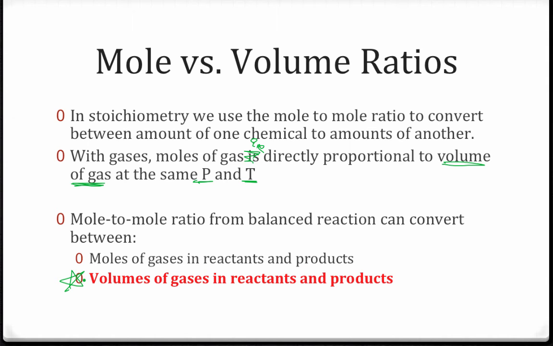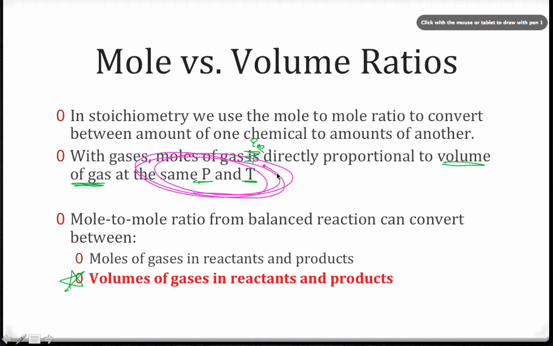If you're given volume data in your problem, you can use that volume data to convert directly. The only catch, and this is the key part here, is that this is only true when you have the same pressure and temperature. The pressure and temperature before the reaction and after the reaction has to remain the same. If that's the case, you're ready to rock.